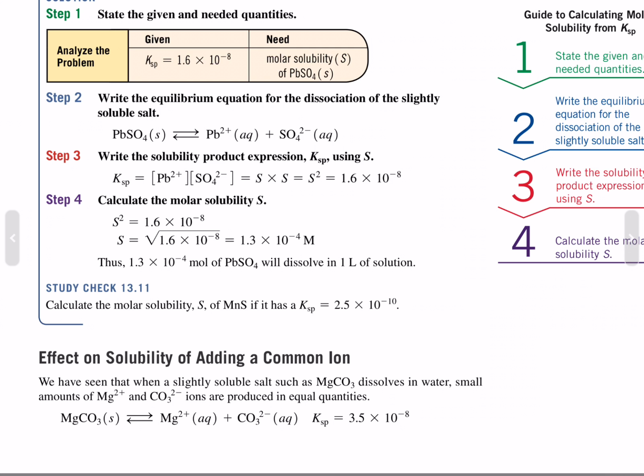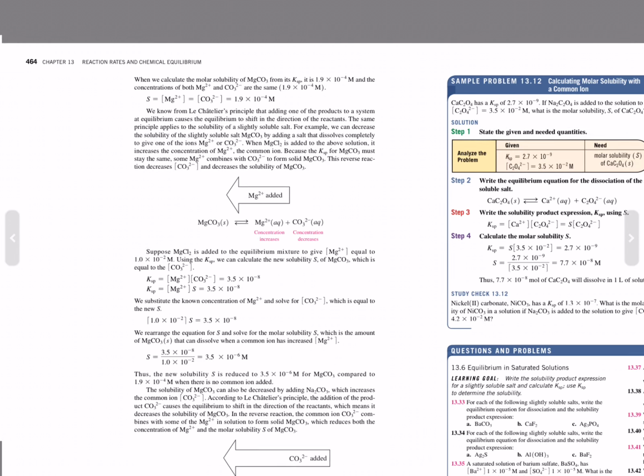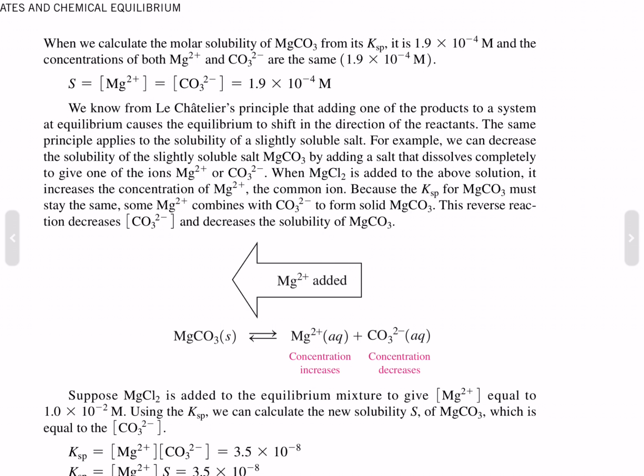Effect on solubility of adding a common ion. We have seen that when a slightly soluble salt, such as magnesium carbonate, dissolves in water, small amounts of magnesium ion and carbonate ion are produced in equal quantities. When we calculate the molar solubility of magnesium carbonate from Ksp, it is 1.9 times 10 to the negative 4 molar, and the concentrations of both magnesium ion and carbonate ion are the same. We know from Le Chatelier's principle that adding one of the products to a system at equilibrium causes the equilibrium to shift in the direction of the reactants.